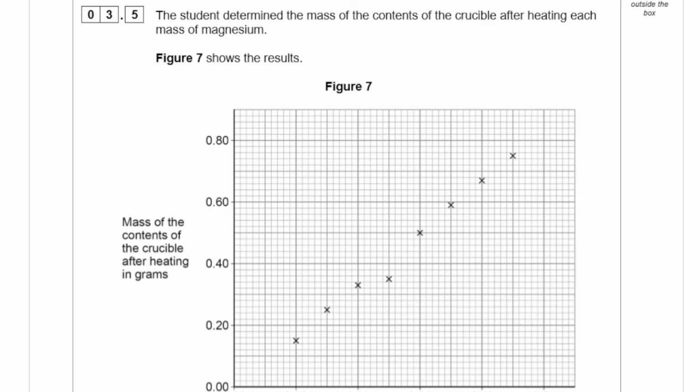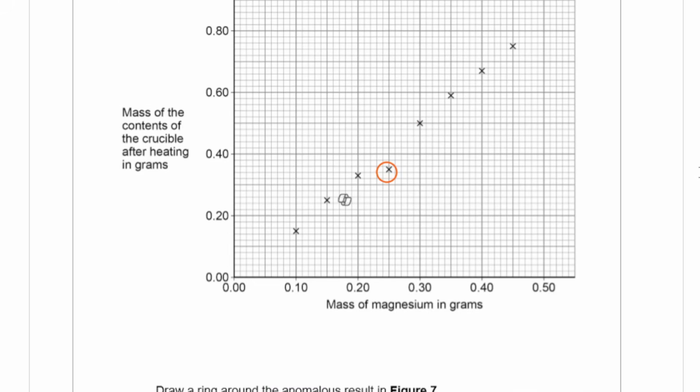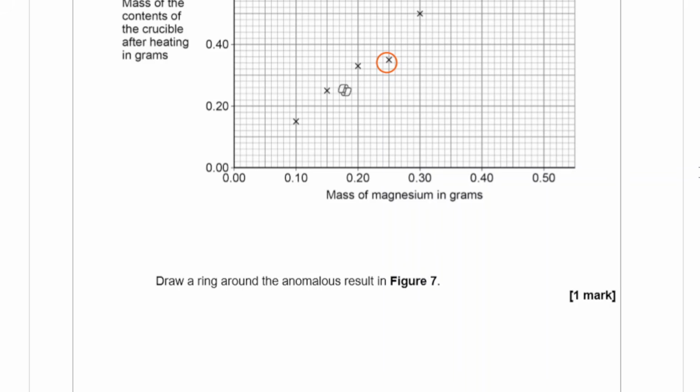The student determined the mass of the contents of the crucible after heating each mass of magnesium. So you can see most of the points are in a straight line except for this one, which looks like it's an error, which we call an anomaly. Draw a ring around the anomaly in figure 7. So we've already done that.